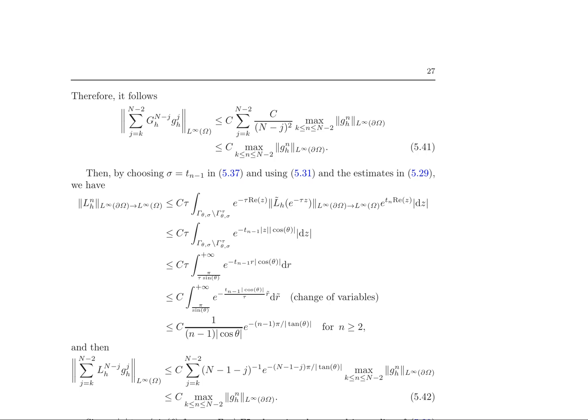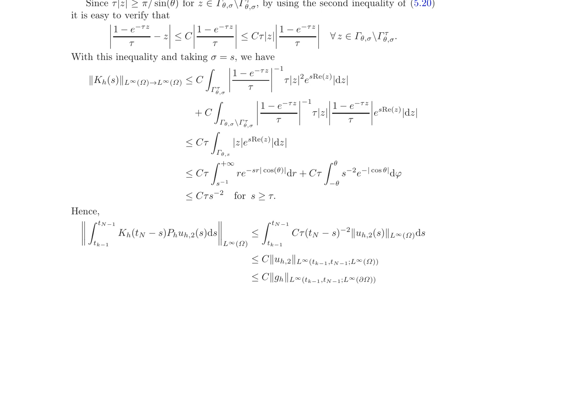Furthermore, an inequality is established for the term 1 minus e to the tau z, which is used to bound the L infinity, omega, norm of the solution operator k_hs. This bound is then used to establish an estimate for the L infinity, omega, norm of the solution operator k_hs in terms of the L infinity, omega, norm of the solution. The final estimate, equation 5.43, provides a bound for the L infinity, omega, norm of the solution in terms of the L infinity, omega, norm of the solution at previous time steps and the L infinity, partial differential omega, norm of the solution on the boundary. This bound is established by integrating the estimate for the L infinity, omega, norm of the solution operator k_hs over the time interval, t_{n-1} to t_n.